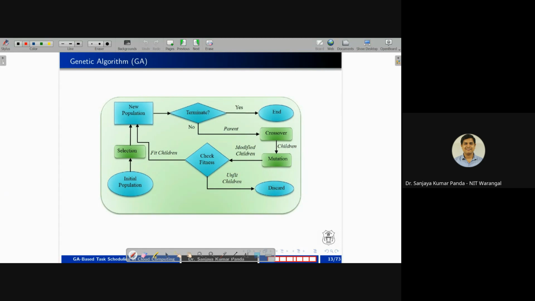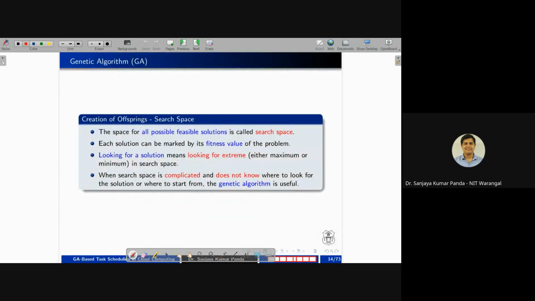Initial population will see selection, new population, crossover, mutation, that I'll tell you in subsequent slides. Now let us start with the first one, that is source space. So I'm talking about a source space.